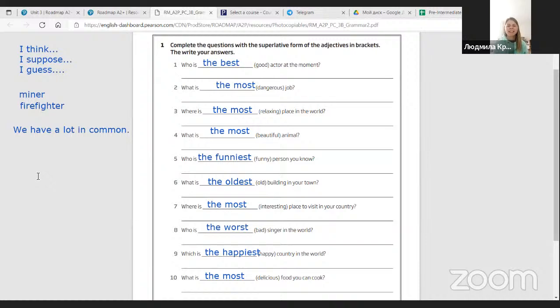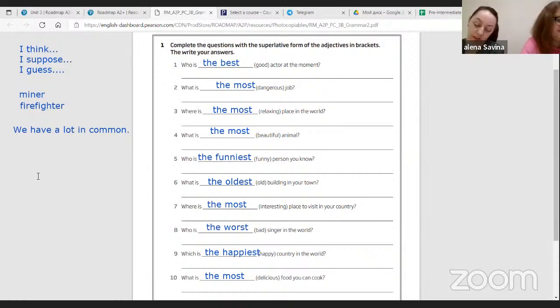Margarita told me that the funniest person that she knows is her friend Evgenia, and she makes her laugh every day. Evgenia tries to make Margarita laugh. And the most beautiful animal for Margarita is the lion too. Yeah. Right. Okay, great. Thanks a lot.